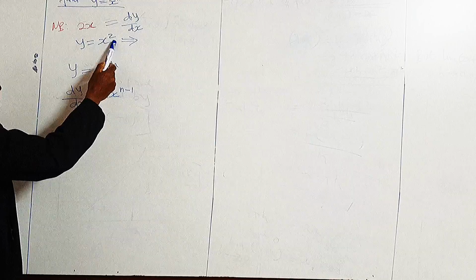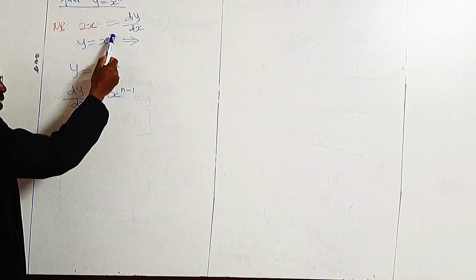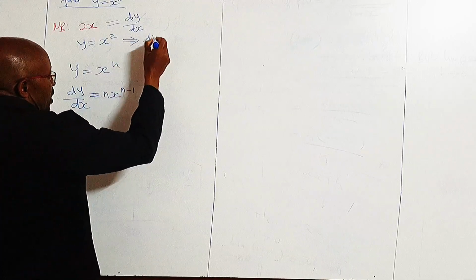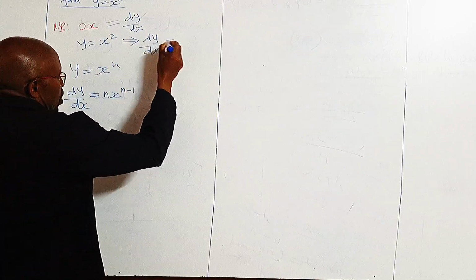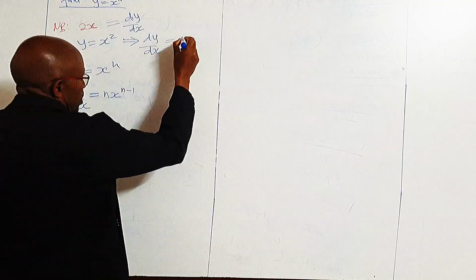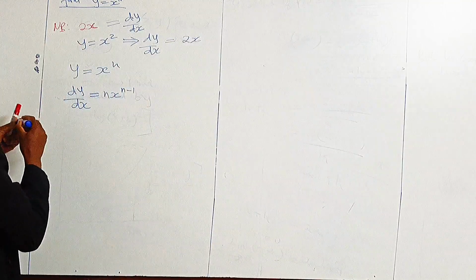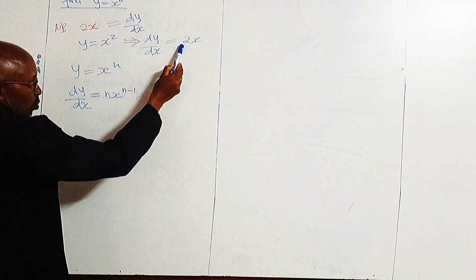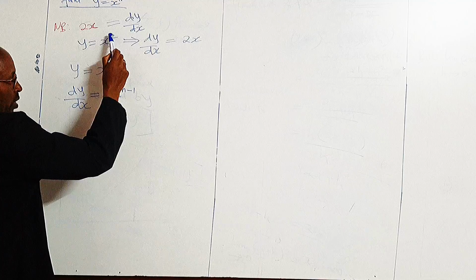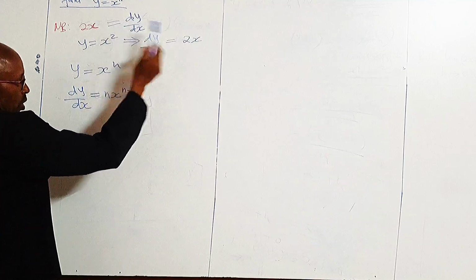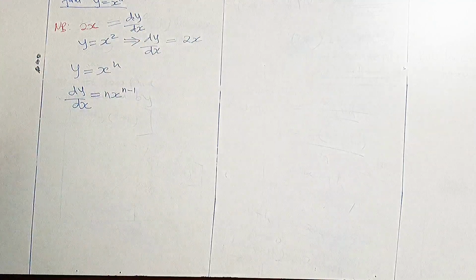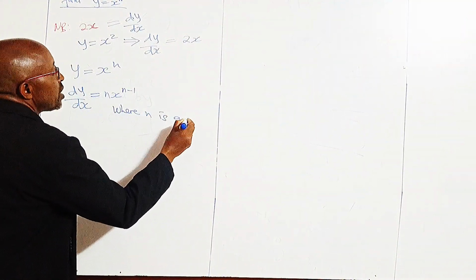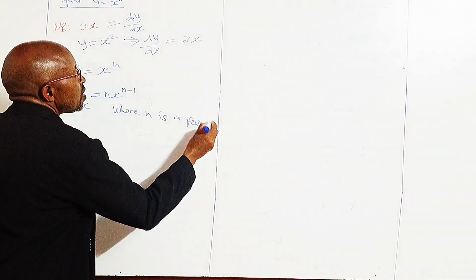We can also check here what happened. We had the power of x as 2, and our dy/dx we got as 2x. So what happened? 2 times the coefficient of x, which is 1, you get 2. You reduce the power of x by 1, so 2 minus 1, which is 1. So you have x to the power 1, where n is a positive integer.